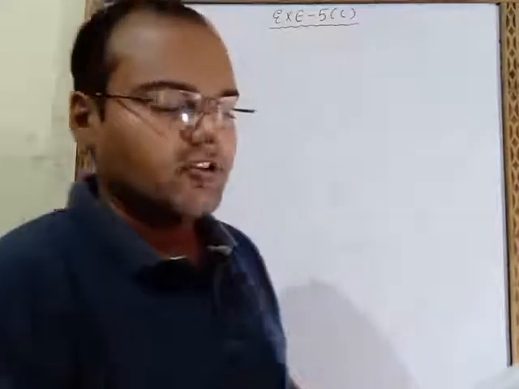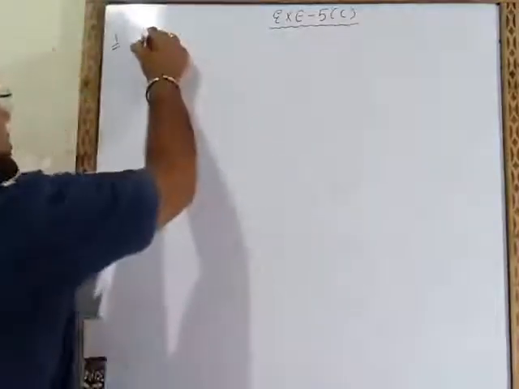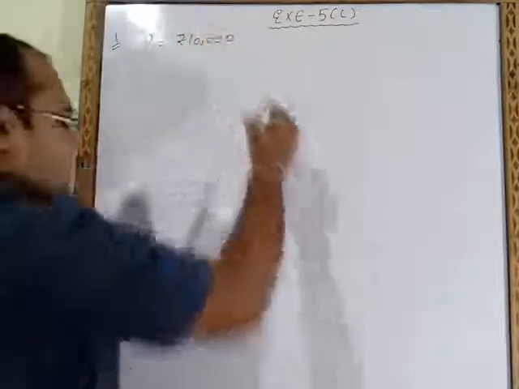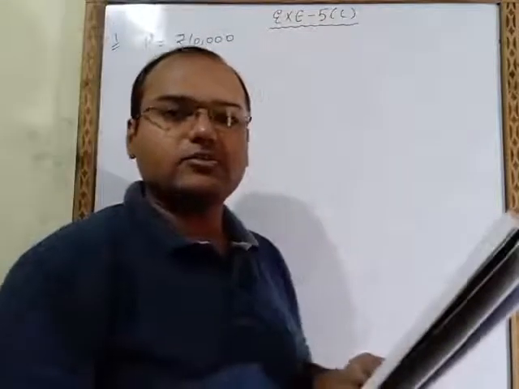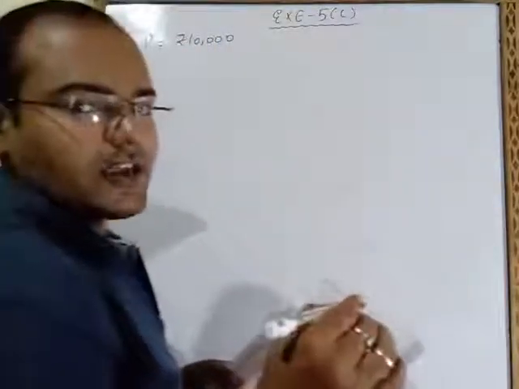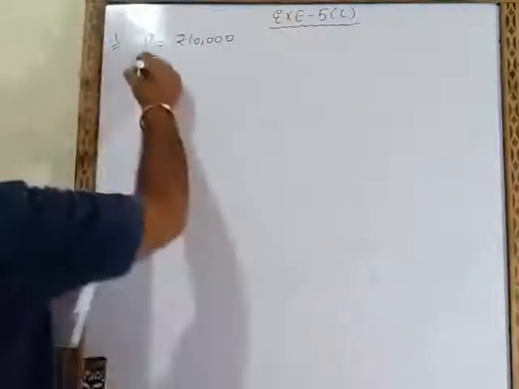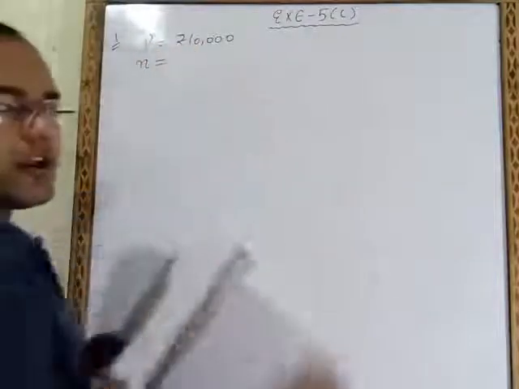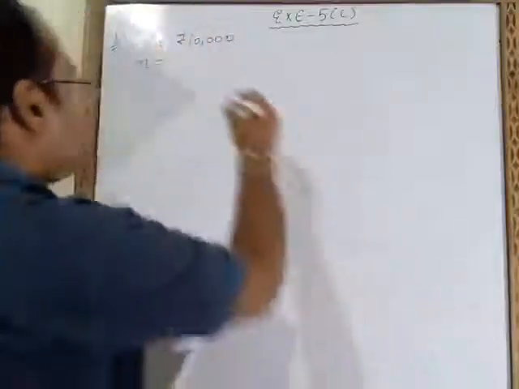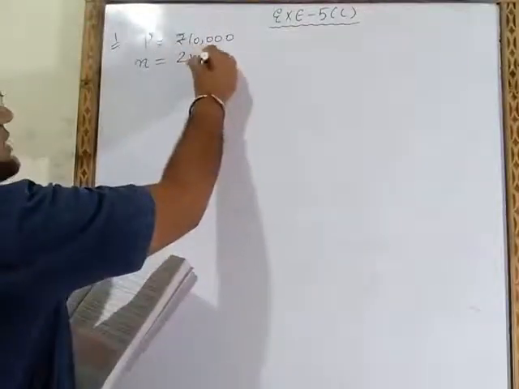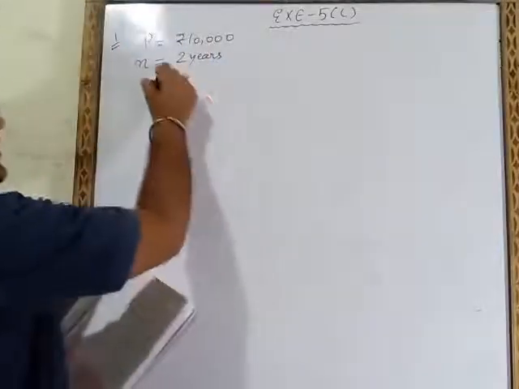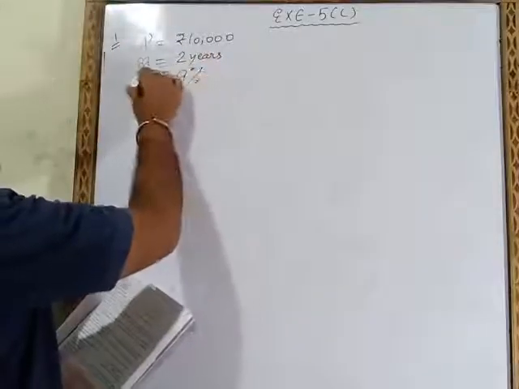So on 10,000 means this is the principal, P value is given 10,000 rupees for 2 years. 2 years means number of years are given, time is given. तो number of years को आपको show करना है with the help of n. n is number of years. How many years? 2. So we will take the value of n, n is equal to 2 years at 9%. 9% is the rate of interest.